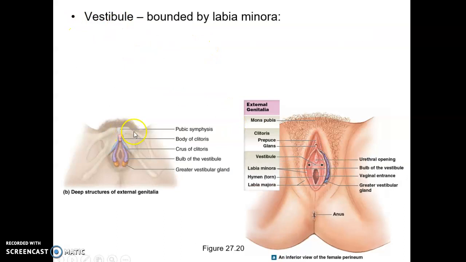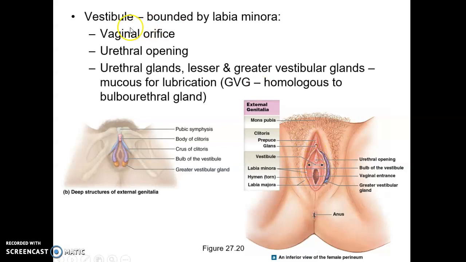The vestibule is a region that is bounded by the labia minora, and it includes the vaginal opening or orifice, the urethral opening, which is anterior to it, and the openings to the lesser and greater vestibular glands that produce mucus for lubrication during sexual intercourse. And the greater vestibular glands are homologous to the bulbourethral glands in the male. So again, another example of homologous structures between males and females.